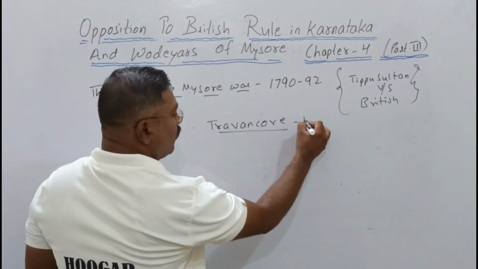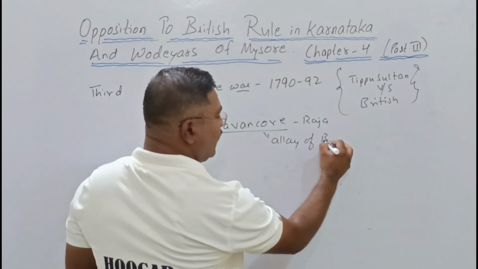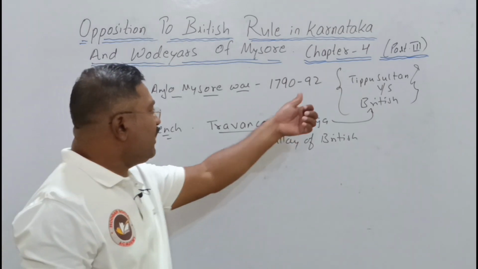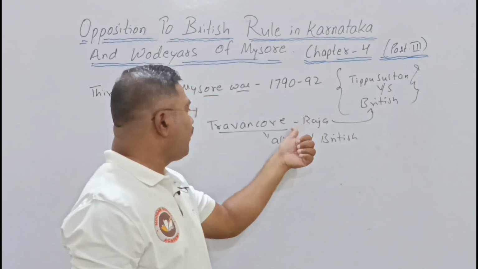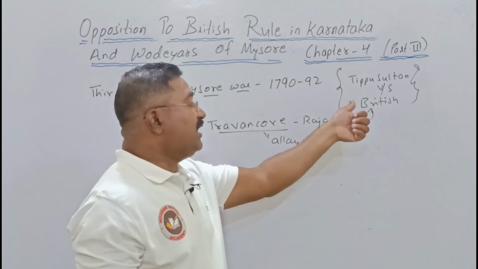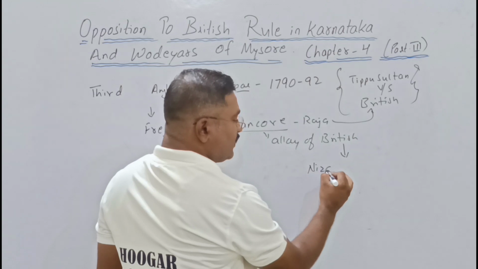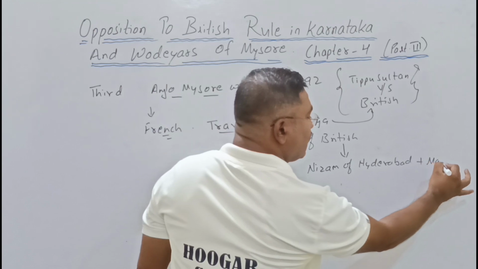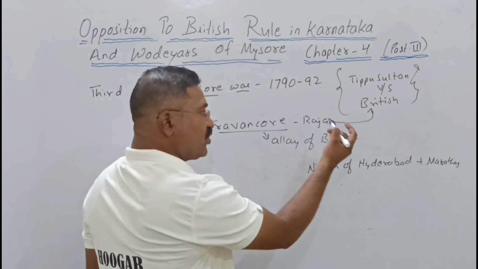And here in India, he attacks Travancore. The Raja of Travancore was an ally of the British. When Tipu Sultan attacked the Raja of Travancore to occupy this place, the British, on behalf of the Raja of Travancore, declared war on Tipu Sultan. But this time, they were not alone. With the British, the Nizam of Hyderabad and the Marathas also joined, along with the Raja of Travancore.